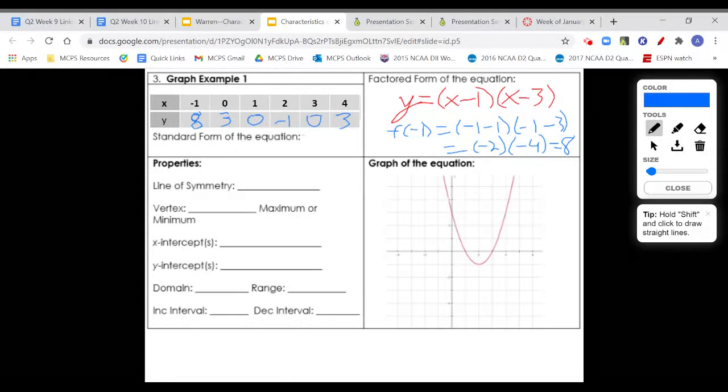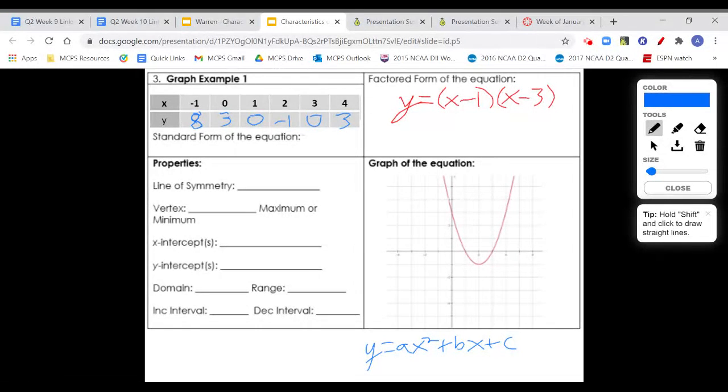The next thing we're going to do is find the standard form of the equation, so I'm actually going to have to erase some of this work to give us space. The standard form of a quadratic, remember, is written in the form y equals ax squared plus bx plus c. So there are no parentheses or anything. So basically, in order to find the standard form of the equation, I'm going to multiply out these two binomials right here and see what it simplifies to.